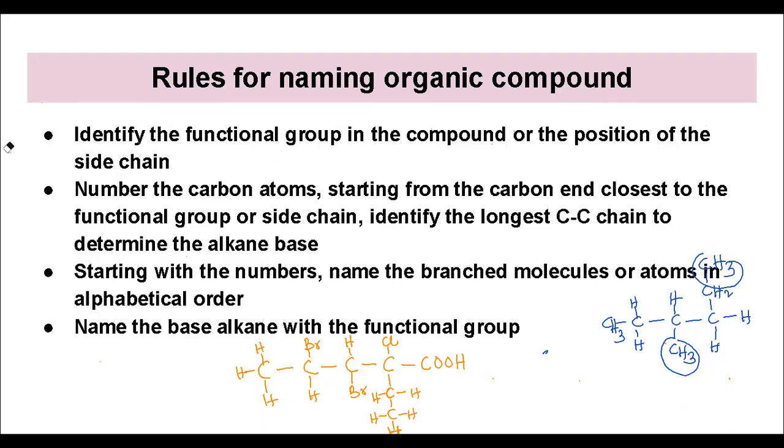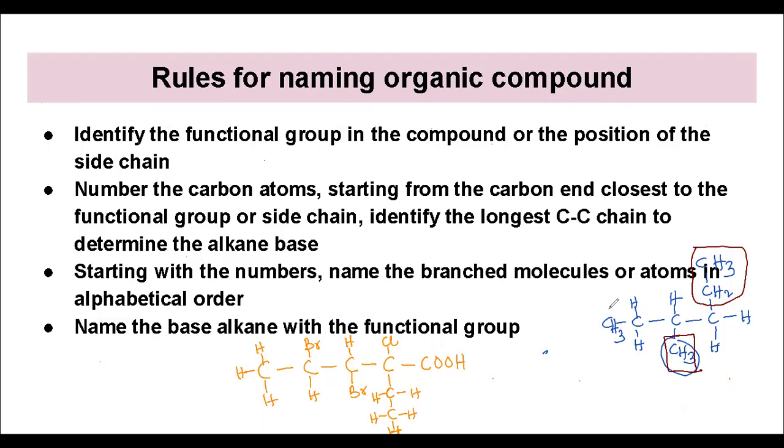So in the first one, I've identified the side chain. Let me show you again where the side chain groups are. So I have CH3 here. This is the side chain color. So this is side chain group one. This is another, side chain two. I'm still going to talk to you more about the side chain group, okay?